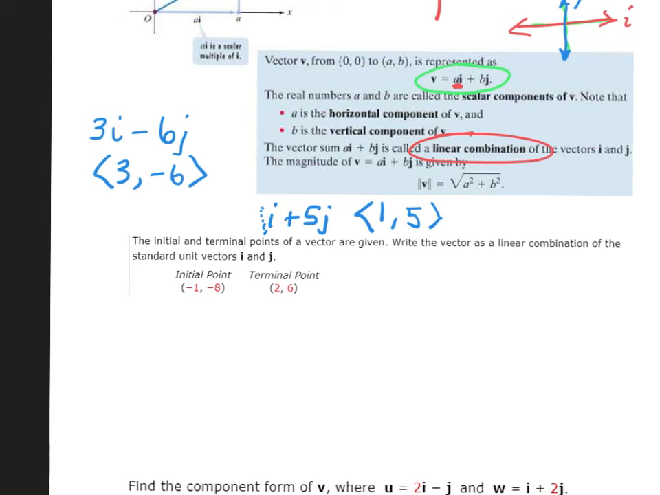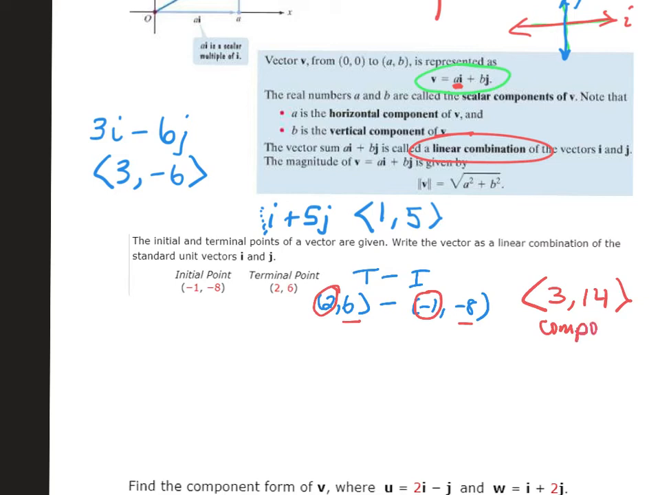So if we were looking here and it says the initial and terminal points are given, write the vector as a linear combination. Okay, well, first of all, we're going to say terminal minus initial. So it's going to be (2, 6) minus (-1, -8). Remember I told you yesterday, first goes with first. So I have 2 minus -1, which would give me 3. And then I have 6 minus -8, which gives me 14. This is my component form.